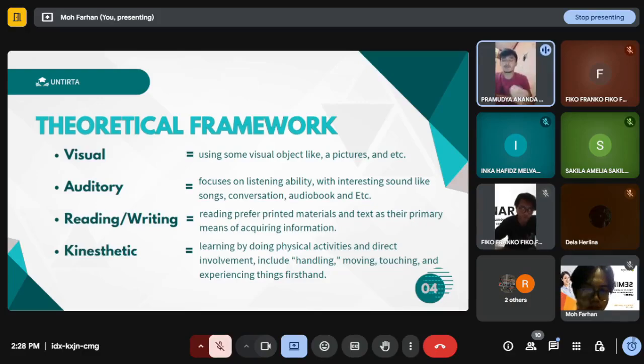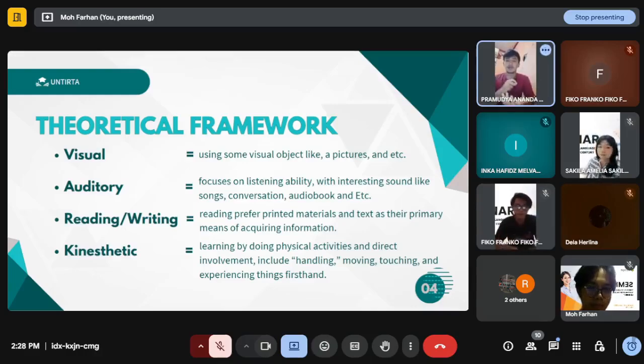This is a learning style that focuses on writing and reading literature or material like in books or papers. And the last one is kinesthetic. Kinesthetic is a learning style that involves students learning by doing, so not just theory but practical learning, where students have to practice again and again. Okay, next slide, please.